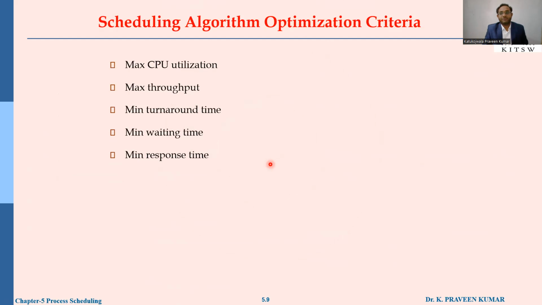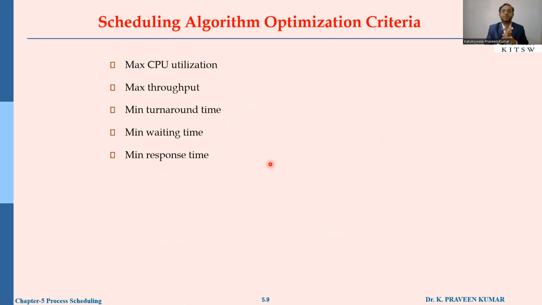Optimized criteria for the scheduling algorithms: maximum CPU utilization, maximum throughput, minimum turnaround time, minimum waiting time, minimum response time. These three must be minimum. CPU utilization and throughput must be high. Then only we call that particular scheduling algorithm an optimized scheduling algorithm.